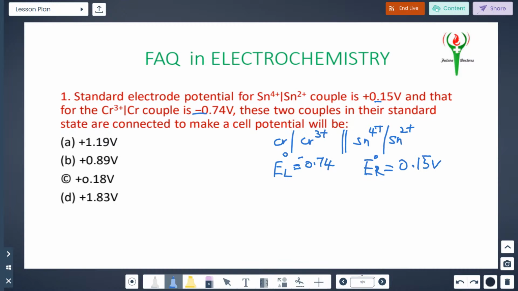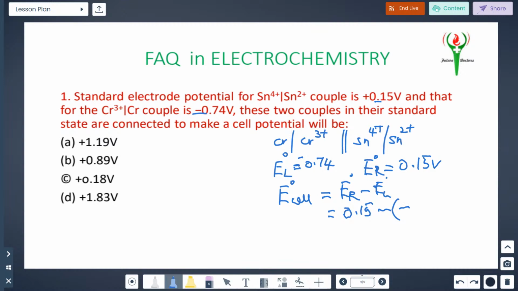Okay. Now see the sum. They are asking to find out the cell potential. The cell potential formula is, I simply write, right hand side minus left hand side. That is cathode potential minus anode potential. That's the formula. Okay. So now you know that here right hand side value is what? 0.15. Understood? Minus, there already one minus is there. Now it becomes what? Then only I put plus.